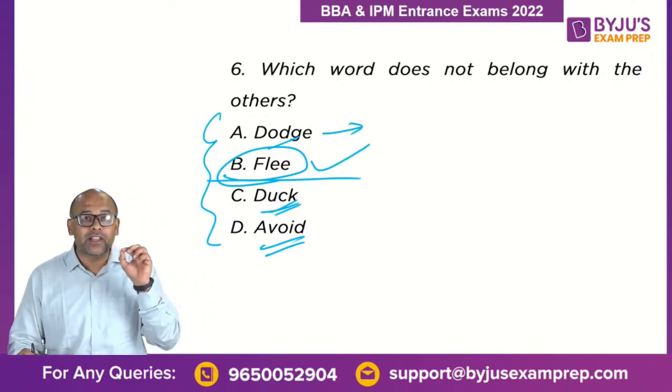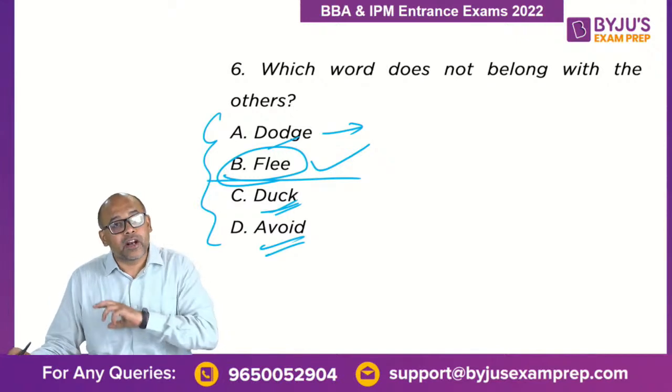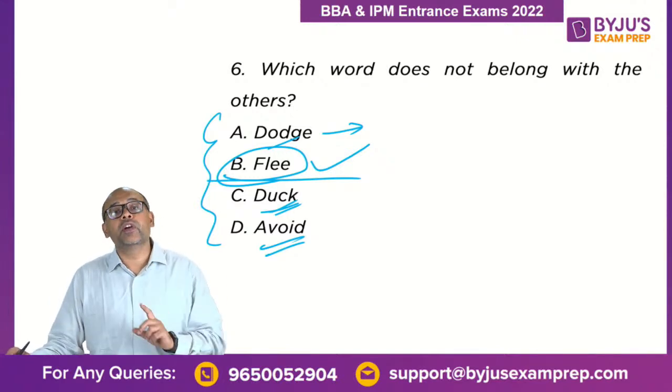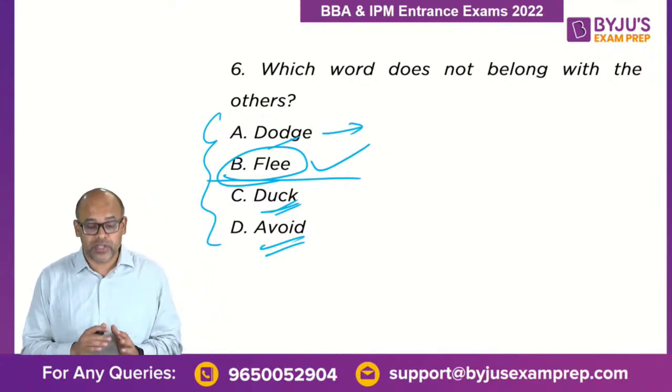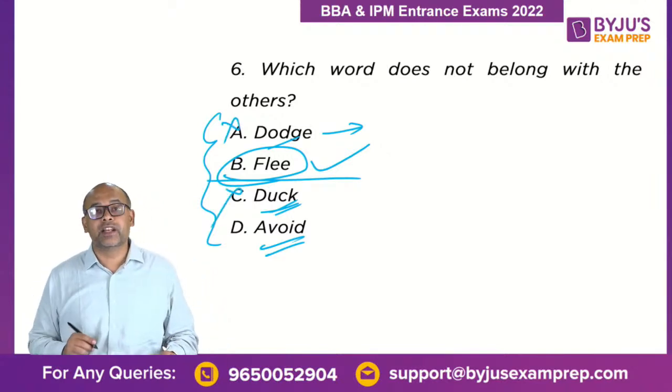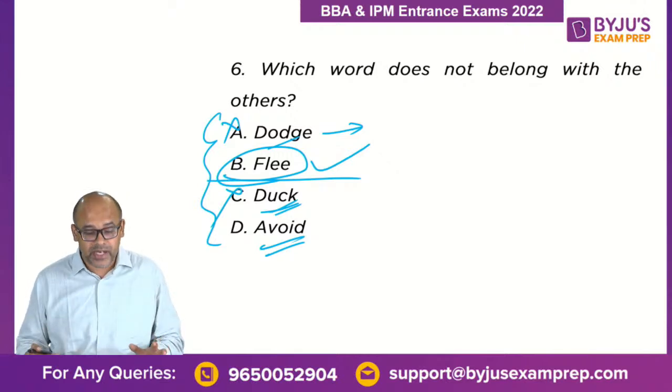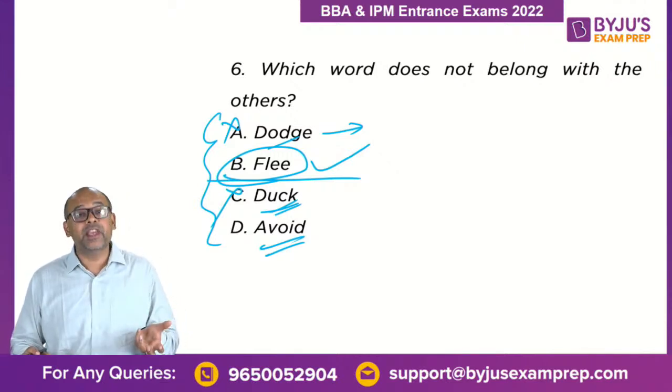Dodge and duck are actually very similar, so in fact, they are not your answers. Now the only question could be, could it be avoid or flee? So that's the way in which you need to attack this question. Definitely A or C is not the answer, because they are both similar in meaning. Now can it be flee or avoid?